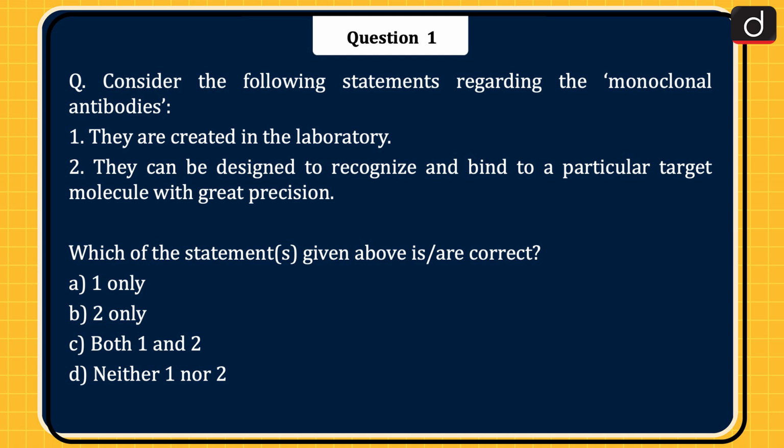First question is, consider the following statements regarding the monoclonal antibodies. 1. They are created in the laboratory. 2. They can be designed to recognize and bind to a particular target molecule with great precision. Which of the statements given above is or are correct? 1 only, 2 only, both 1 and 2, or neither 1 nor 2. The correct answer is option C, both 1 and 2.